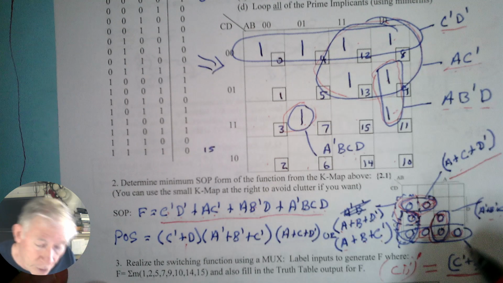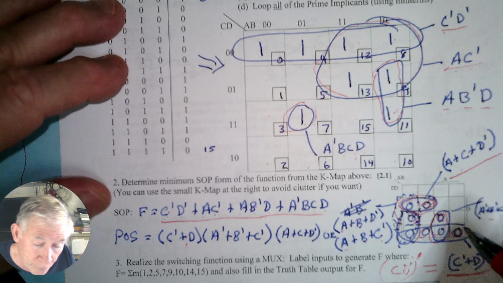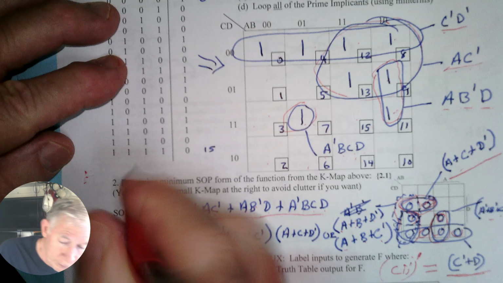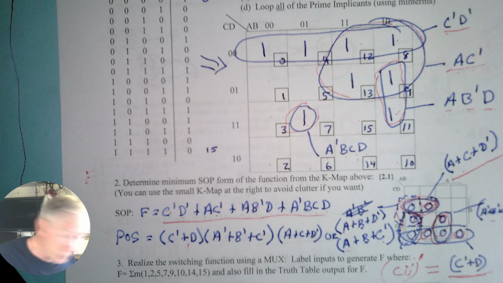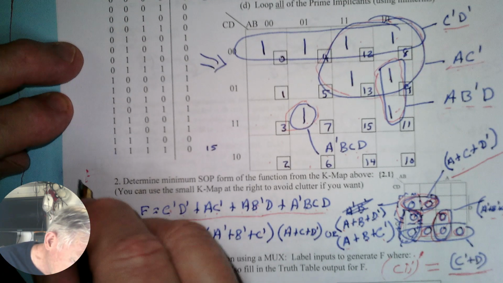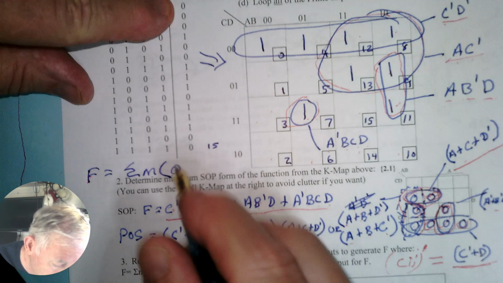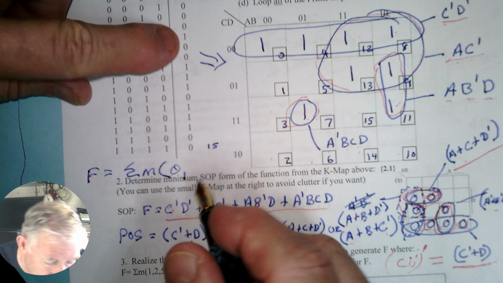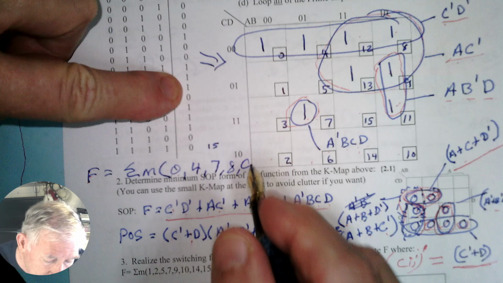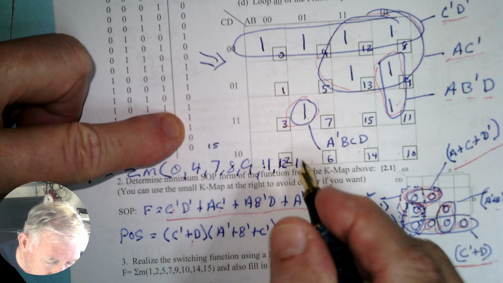If we wanted to write the shorthand notation, for the min-term form it would be F equals the sum of the little m's. It'd be 0, not 1, 2, 3, but 4. Not 5, 6, but 7, 8, 9, not 10, but 11, 12, 13.